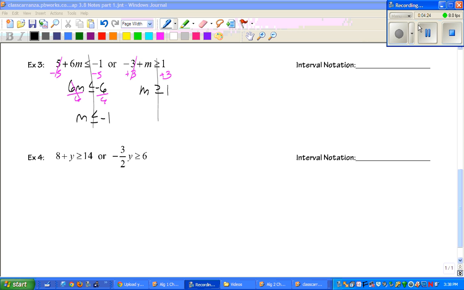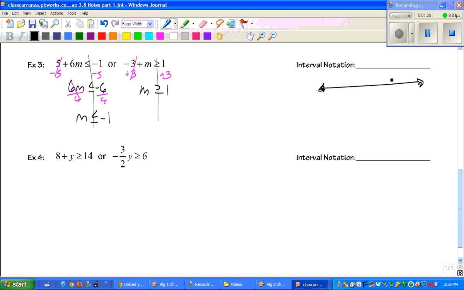Okay, so there are the two answers. M is less than or equal to -1 and M is greater than 1. So -1 and 1. Less than or equal to -1, so that's a closed circle. And for 1, open circle and shade to the right. So interval notation for that would be starting at -infinity to -1, and that's closed, union 1 to +infinity.